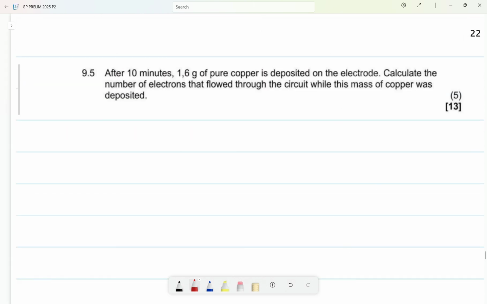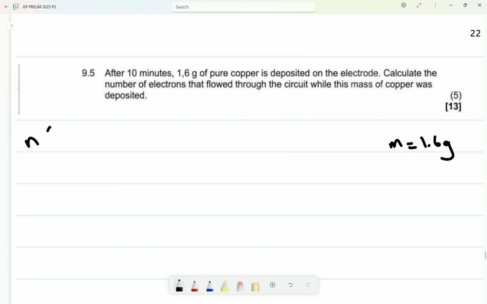And then the last question says, after 10 minutes, 1.6 grams of pure copper is deposited on the electrode. Okay, we have the mass of copper. Calculate the number of electrons that flowed through the circuit while the mass of copper was deposited. Okay, now let's find the number of moles of copper because we have the mass of copper.